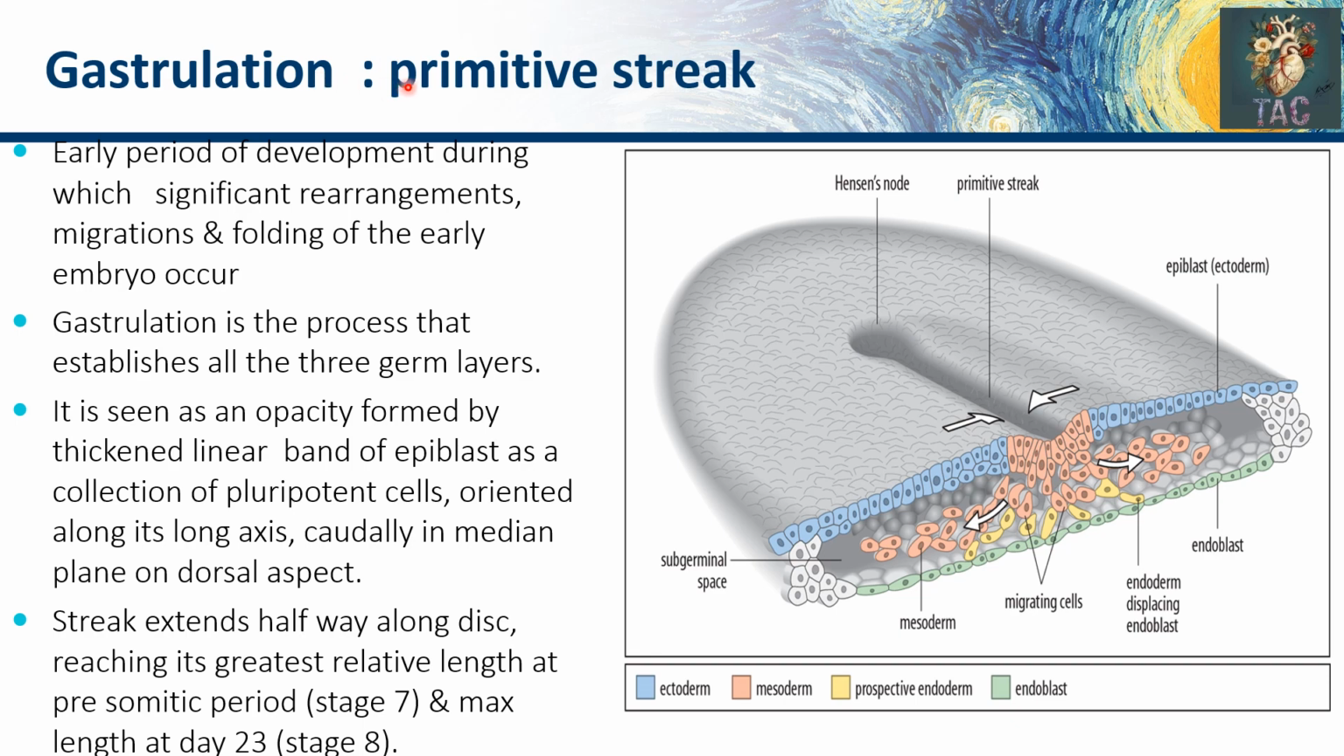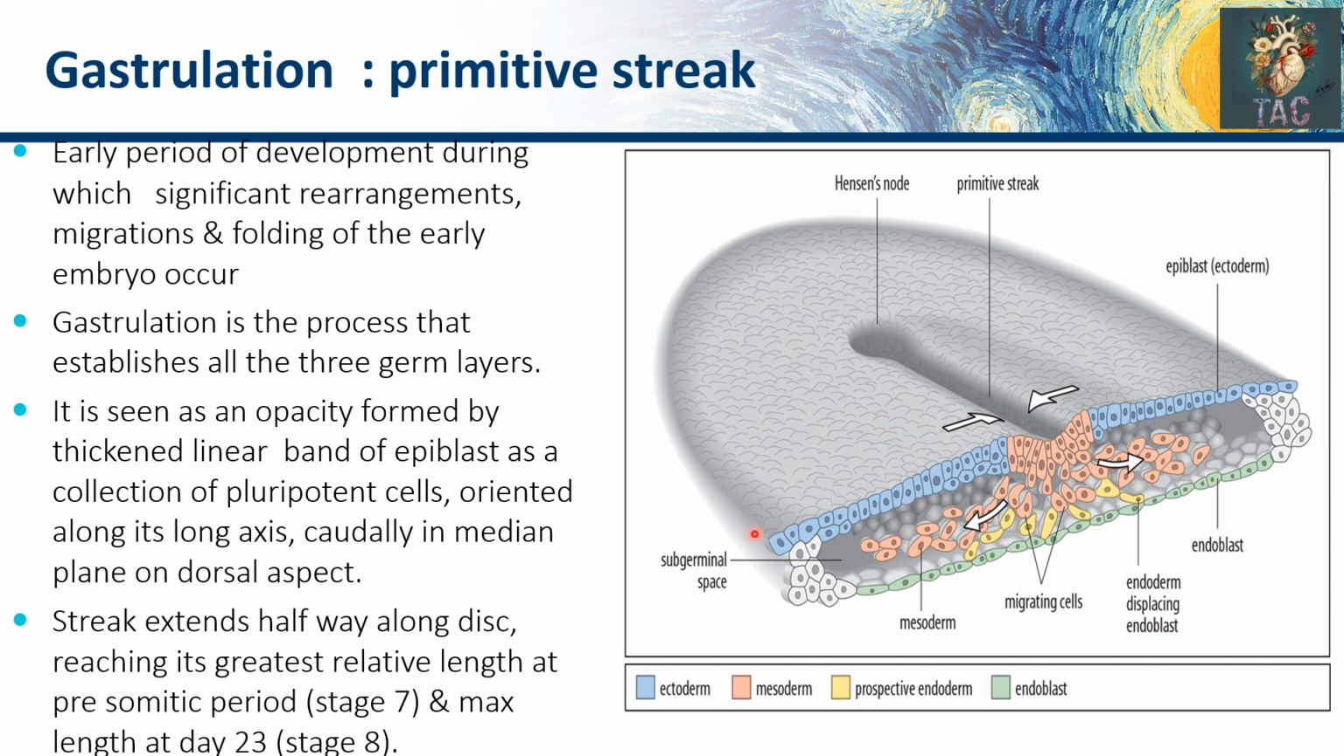So what is gastrulation, and how is the primitive streak formed, which is an important feature in the third week of development? It is the period of development during which significant rearrangement, migration and folding of the early embryo occurs. At the start of the third week there is significant rearrangement and migration of cells, and also a little bit of folding of the early embryo. So what is gastrulation actually? It is the process that establishes all three germ layers.